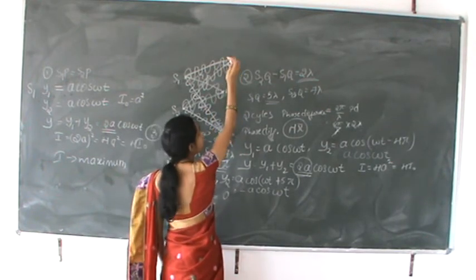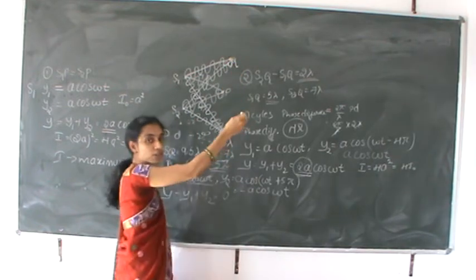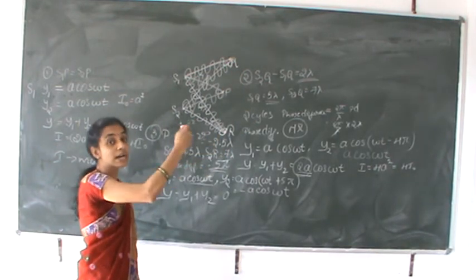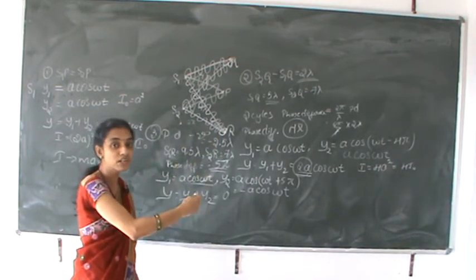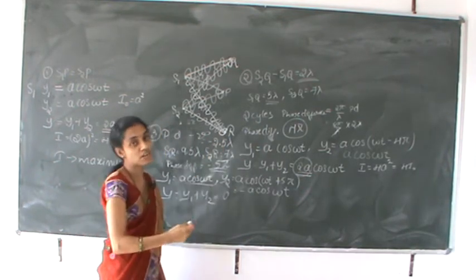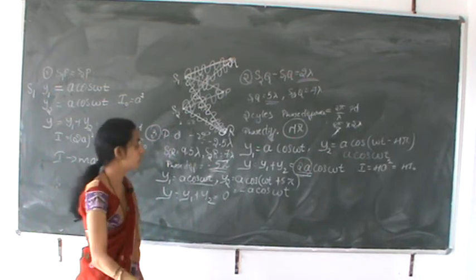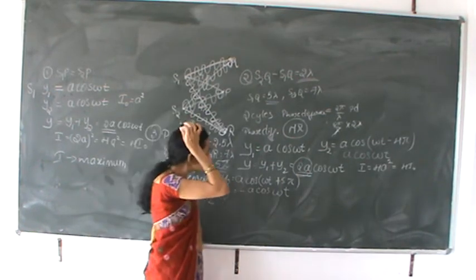So there is a constant phase difference. Crest of one wave will be superposed on crest of another wave. So in the third case which I consider, it will be out of phase.